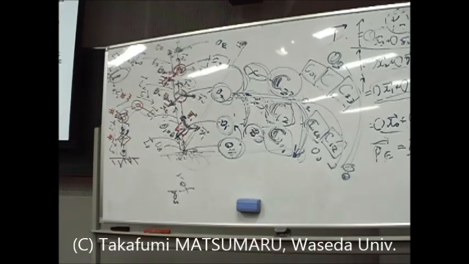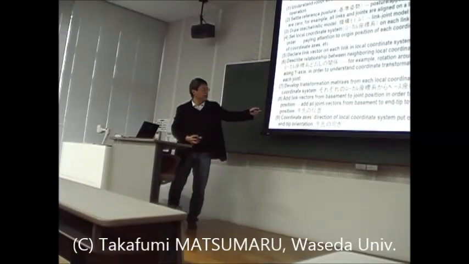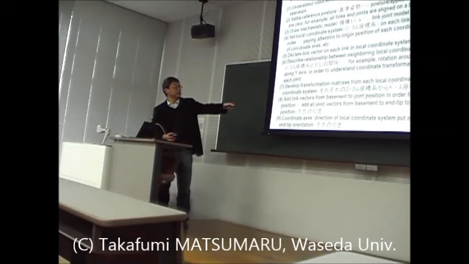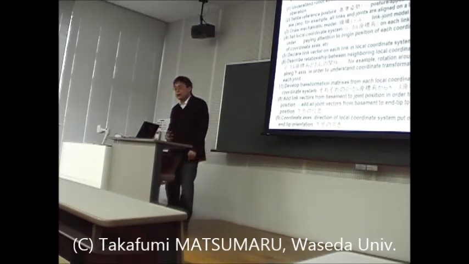This is the seventh point. Develop transformation matrix from each local coordinate system to base coordinate system. And eighth, add link vector from basement to joint position in order to calculate joint position. Add all joint vectors from basement to the end tip to calculate end tip position. And ninth, coordinate axis direction of local coordinate system put on the end tip link through the end tip orientation.